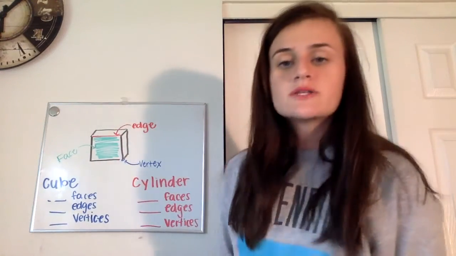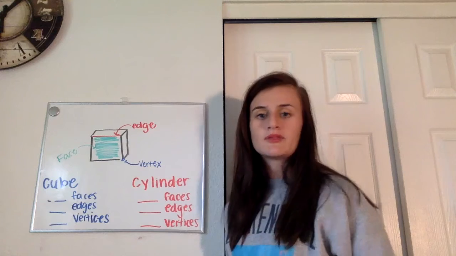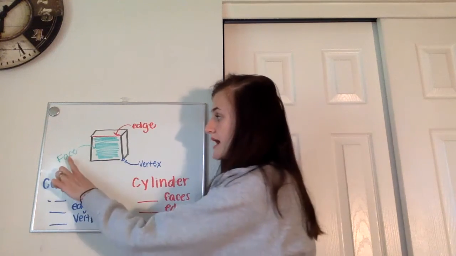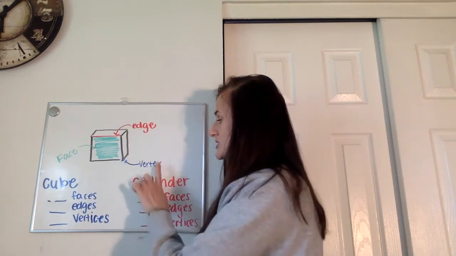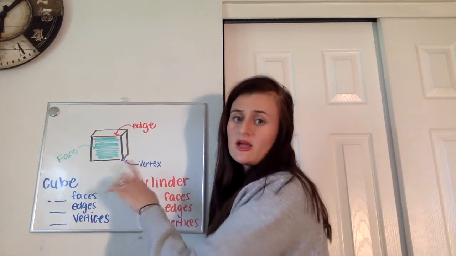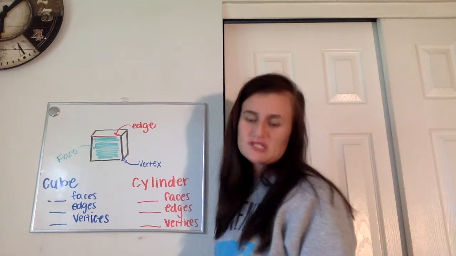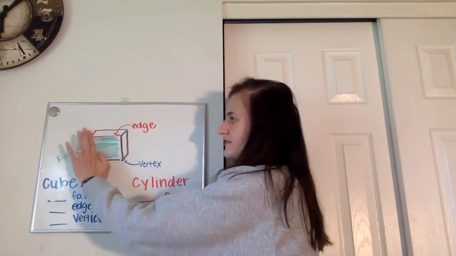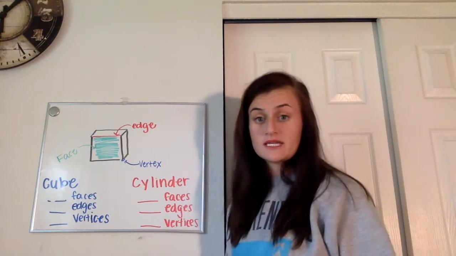Before we do that, we need to talk about the 3 attributes of 3D shapes. Every 3D shape has a face, an edge, and a vertice. Most of them have more than just one. So let's talk about what they are. A face is the flat part of a 3D shape.